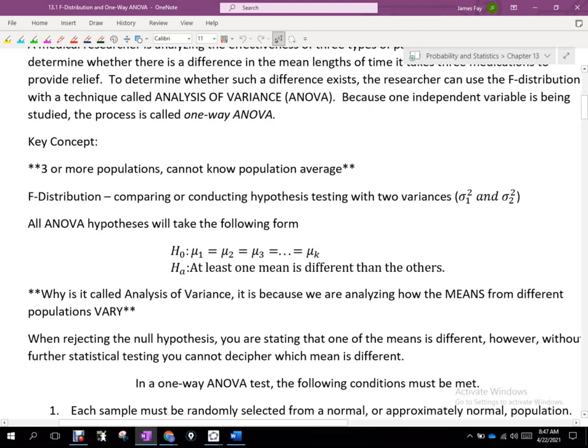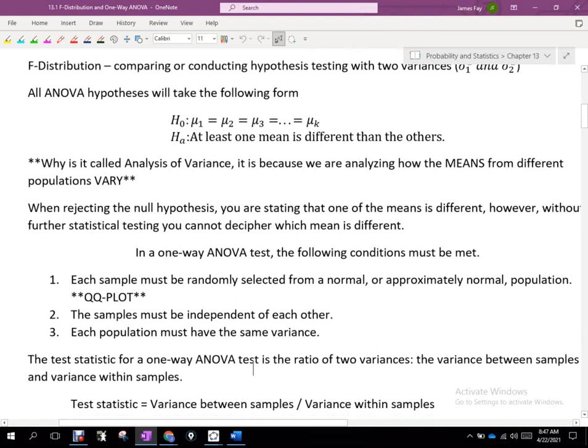Okay. It says, why is it called analysis of variance? And this is because we're analyzing how the means from different populations vary. Okay. So how the means vary. That's why we call it analysis of variance. Okay. It says, when rejecting the null hypothesis, you are stating that one of the means is different. However, without further statistical testing, you cannot decipher which mean is different. And that's what I just talked about, not being able to pinpoint which medicine is different.